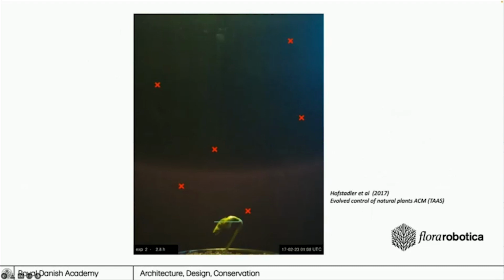What you're seeing here is part of an evolved controller where we can place a set of target points, and the evolved controller is controlling light to get the plants to touch those targets. And so this, as a kind of control mechanism, was really an idea about how we might be able to use the plant and begin to weave it within structures that are more architectural.